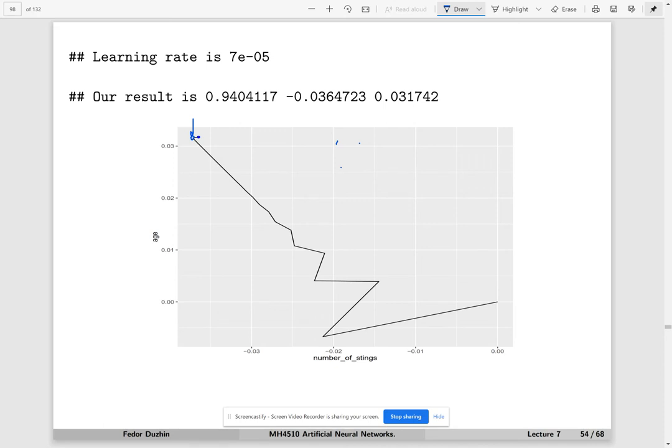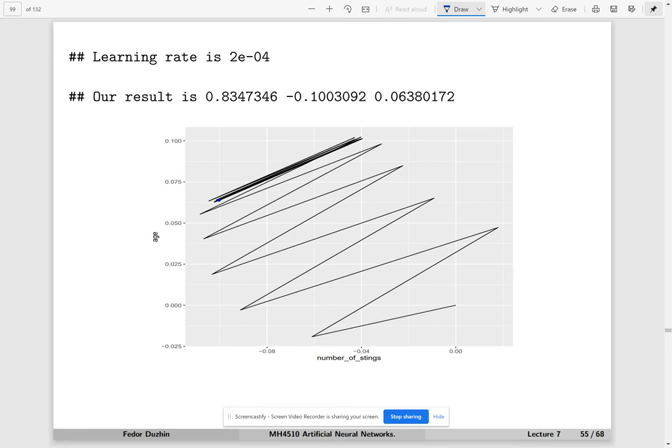So what I'm trying to say is that even though in the beginning the trajectory of the gradient descent does not look very smooth, maybe it's not that bad. So let us see what's going to happen if we increase the learning rate even further. Now it's 2 times 10 to the minus 4. And now we see that it goes back and forth by large steps, and notice that the final result is quite different. It's quite far from what we saw previously.